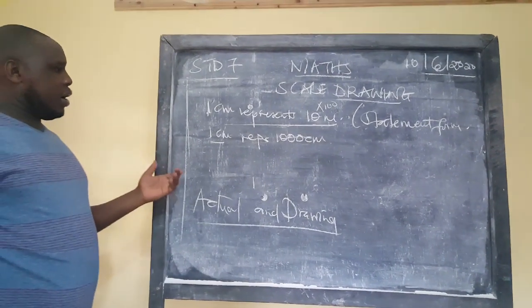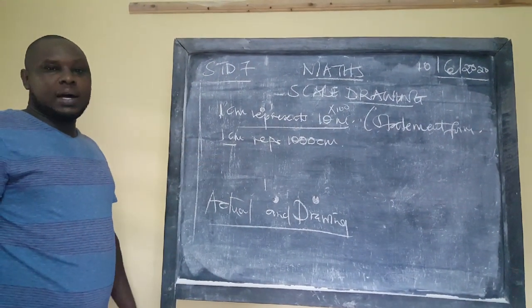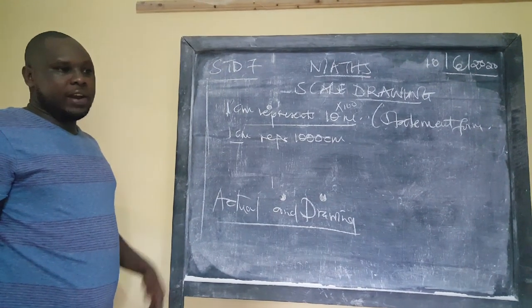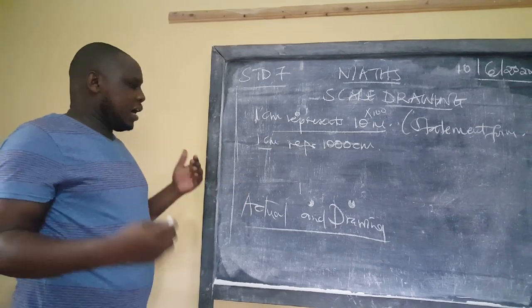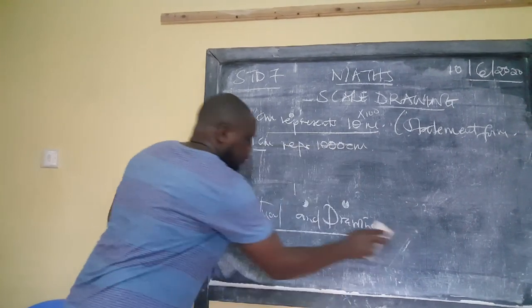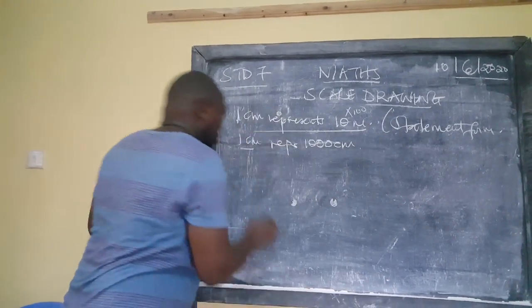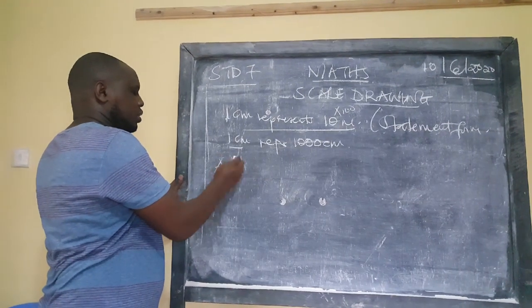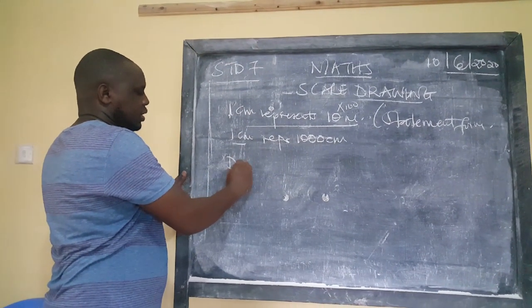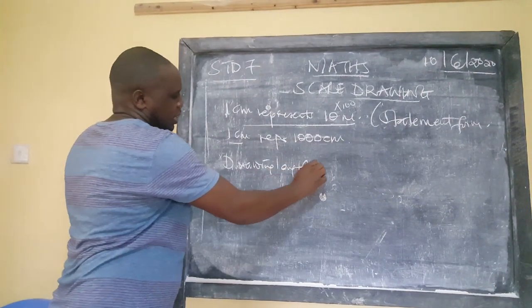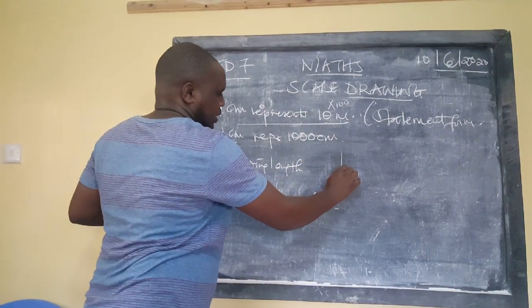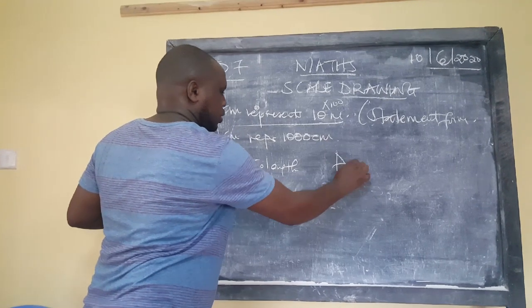Now if you look at that one, from there we can develop a ratio scale. A ratio scale is whereby one side is equivalent to the other side. And what are these sides I'm talking about? These sides are what we call the drawing length, which is the same as the actual length.